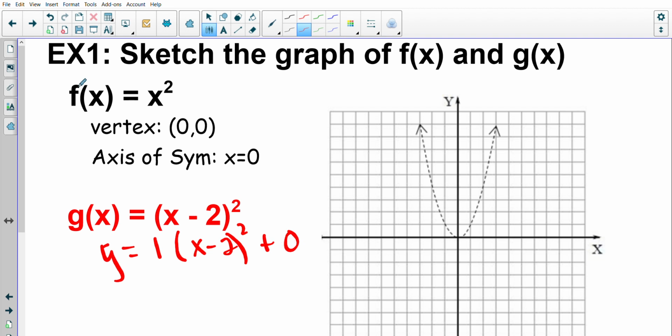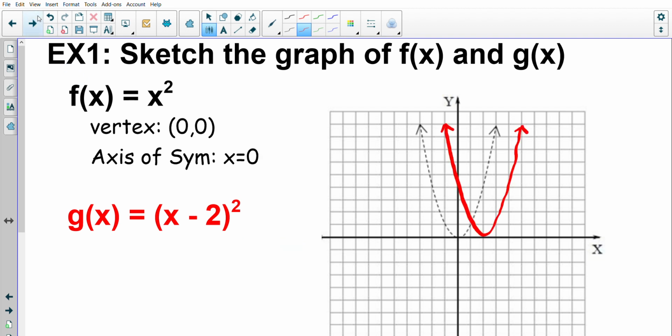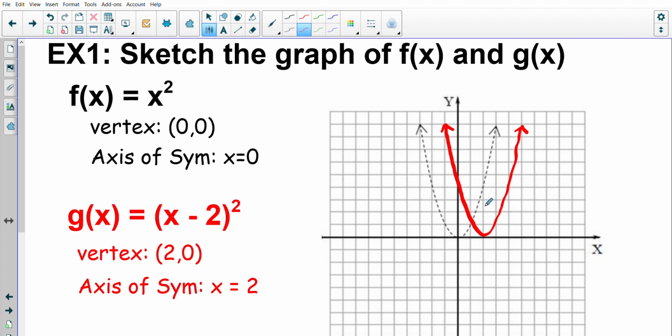And if you use Desmos, you can see that that's what it looks like. So here we have, it's been moved to the right 2 and not up or down. So we see that the vertex is (2, 0). The axis of symmetry is x equals 2, because our fold line would be this line right here. That's the line x equals 2. And it's not been reflected. It doesn't have any vertical stretch going on.